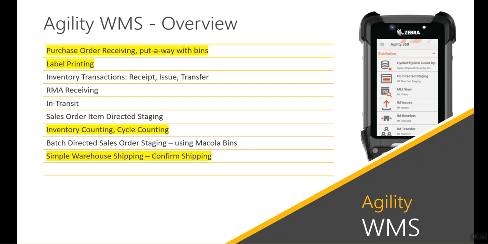Okay, so that's what we went through. Purchase order receiving and put away, label printing, inventory, counting, and simple warehouse shipping.